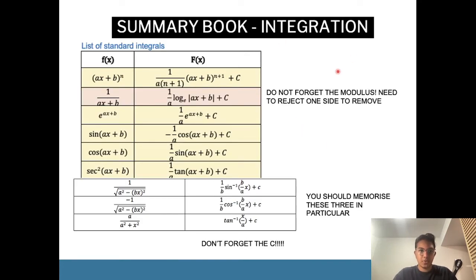Here's just a quick summary book for integration. With log, remember to include the modulus. If we want to not have the modulus there, we need to be able to justify why one side of the logarithm isn't positive. So we need to be able to reject the negative half of the logarithm. So you need to make a statement for that. But that is probably going to take a little bit more time. So I'd suggest just leave the modulus there.